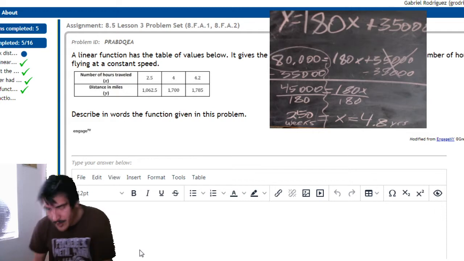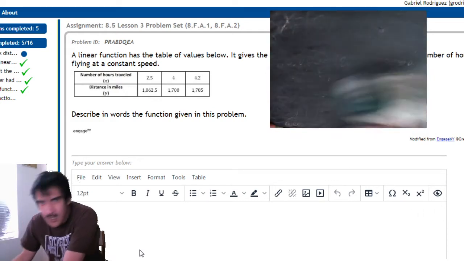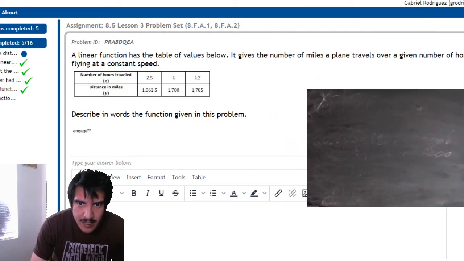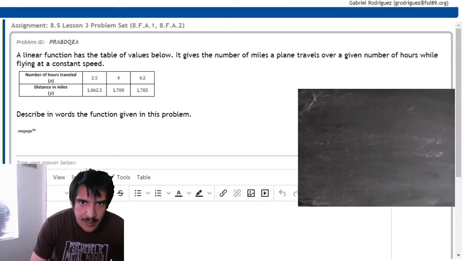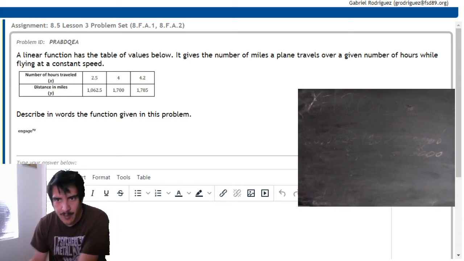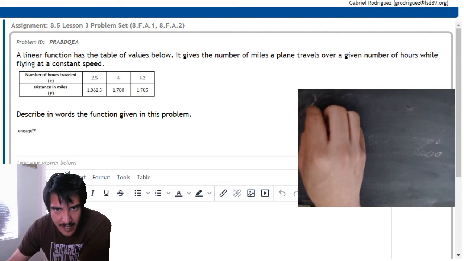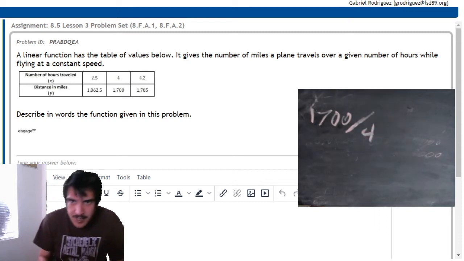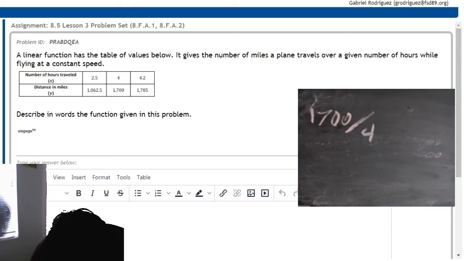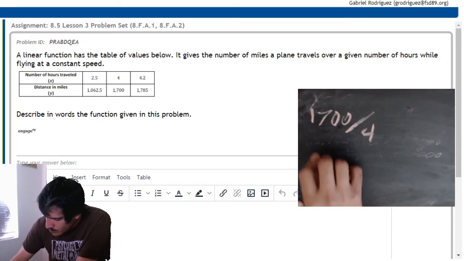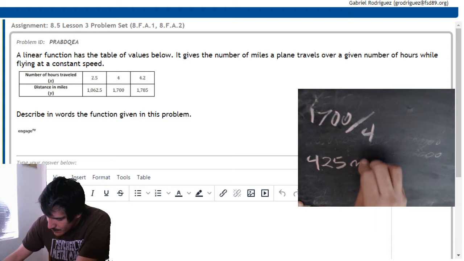It says here, describe the function in this equation. Describe the function here. So let me fix my window. There we go. Let me fix both windows. A linear function has the table of values below, and it shows the distance over time. So describe the function happening in this problem. Well, we know a plane is flying, and I'm going to do just a quick division. I'm going to do 1,700 miles divided by 4 hours. And I believe yesterday we got 450 when we did this division. 425, I apologize. 425. So 425 miles per hour.